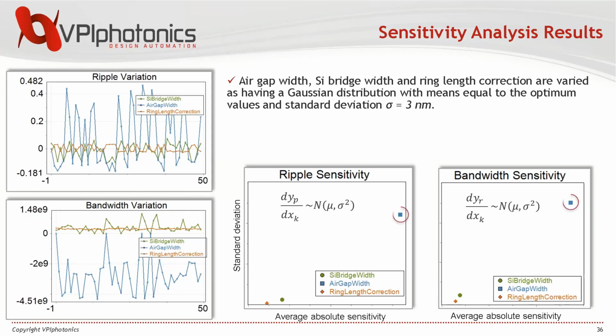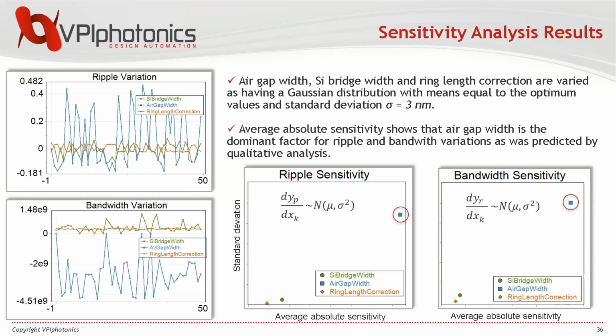For example, we can see here that the mean value for sensitivity to air gap width variation is really high, meaning that our initial assumption that air gap width is an essential parameter for our design has this quantitative proof.